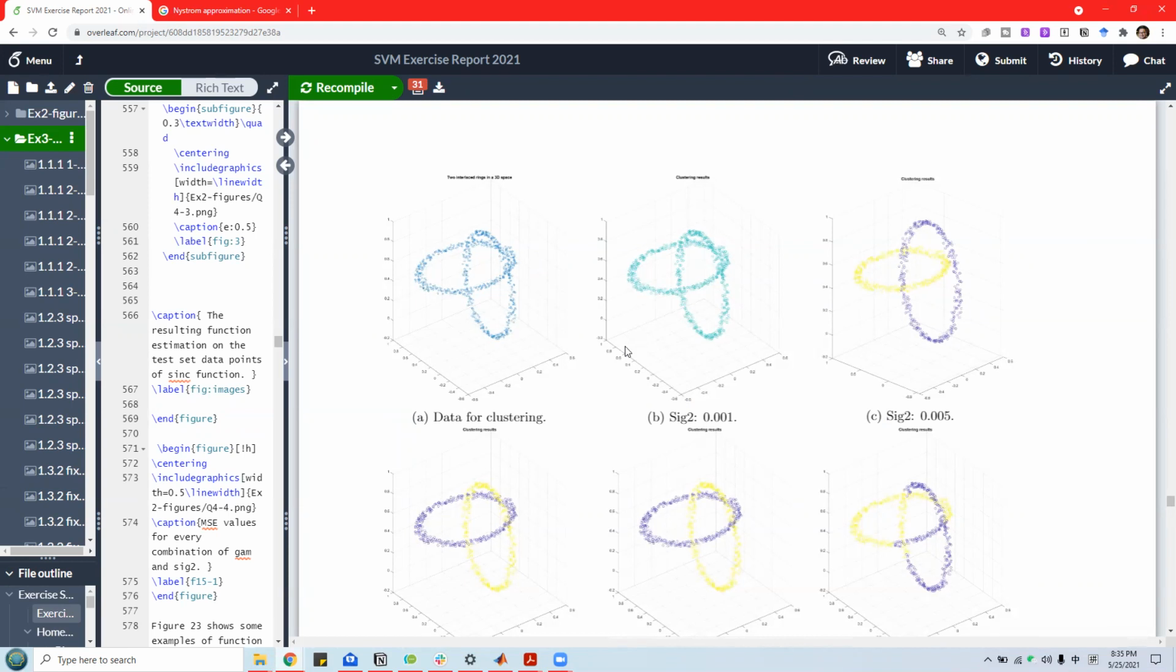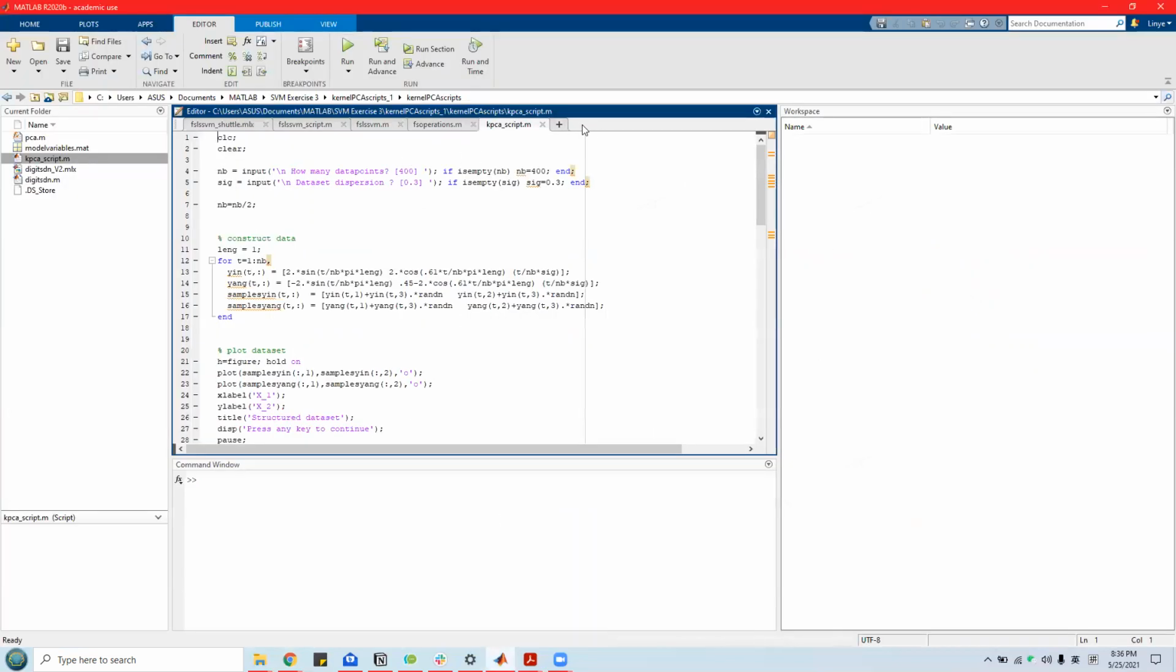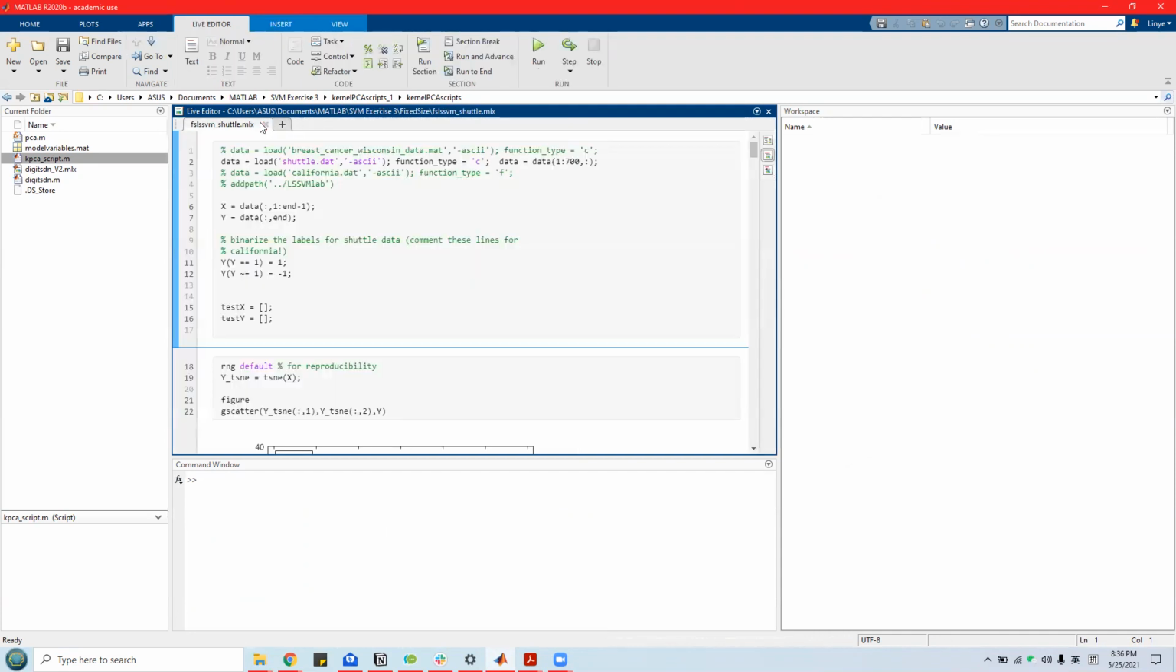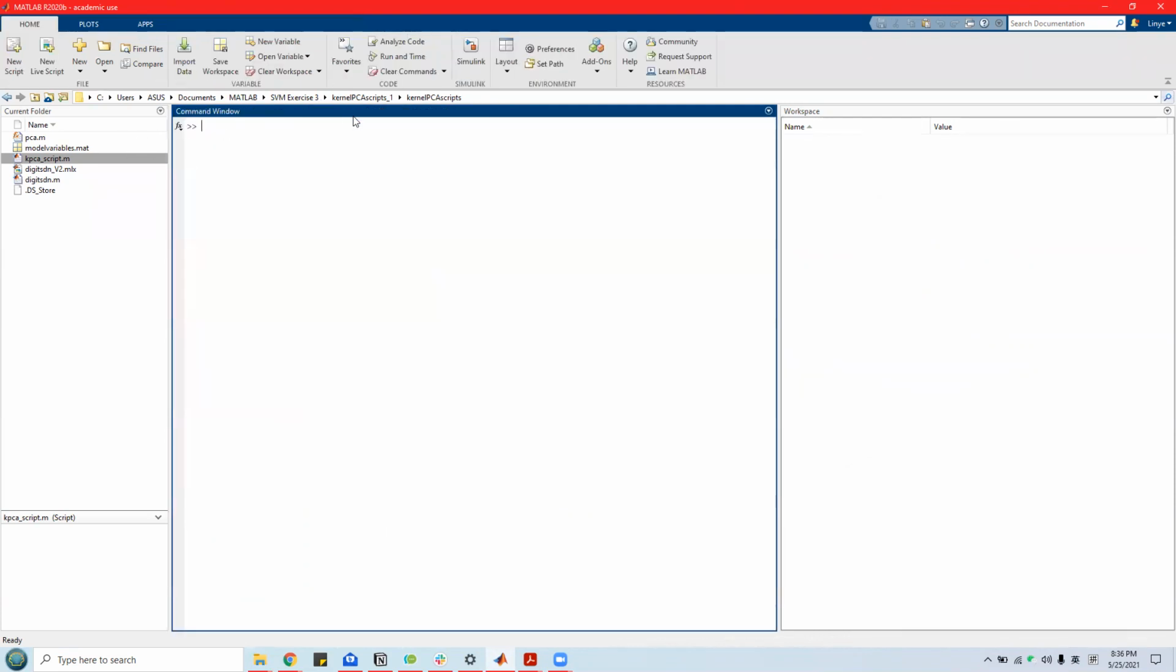Okay, is anyone else getting different results for sigma 2 equals 0.001? Yeah, I also get the rings separated with 0.001. Okay, let's just run it right now. I think maybe it's right. Yeah, same for me. It depends on when I run it. Sometimes it's separate, sometimes it's not.